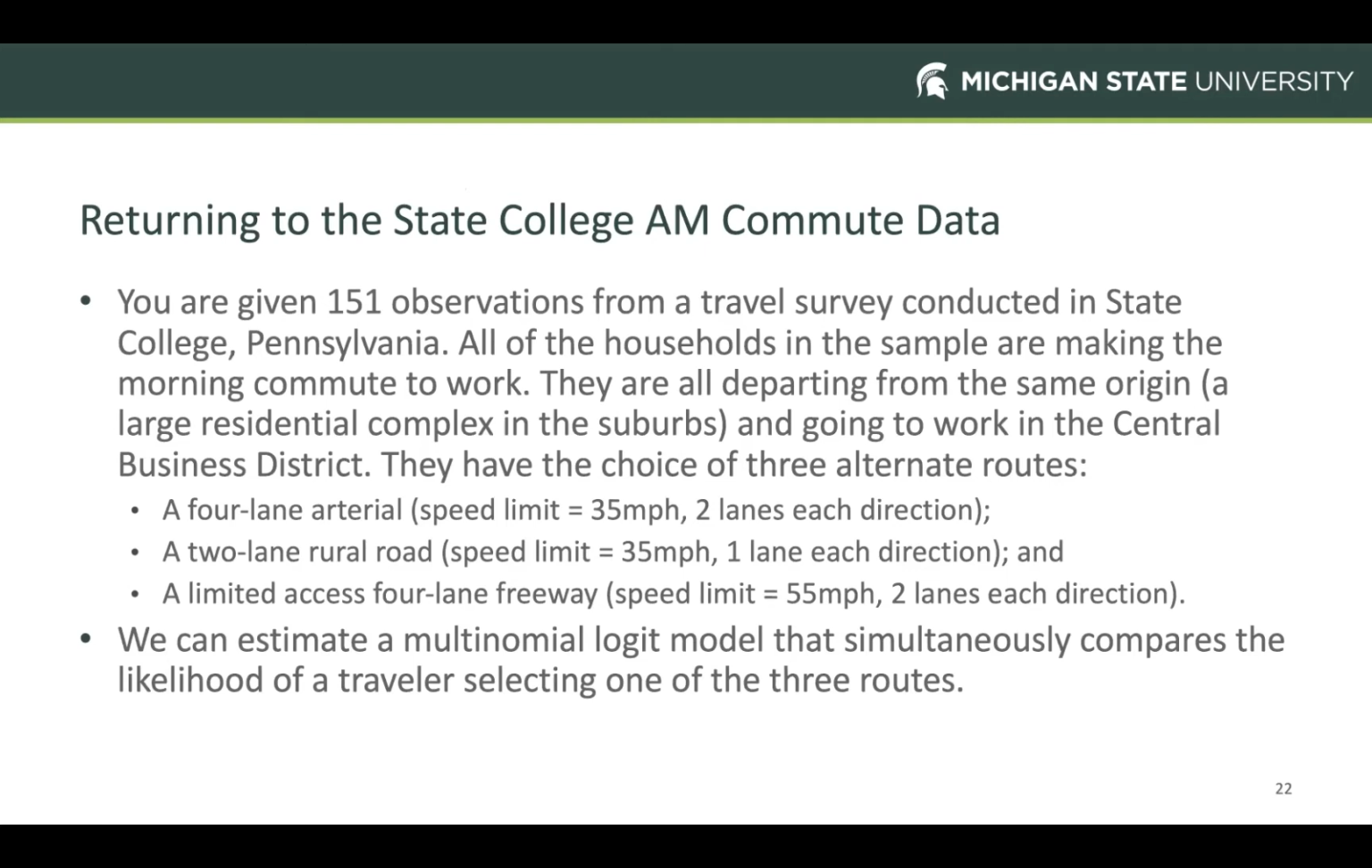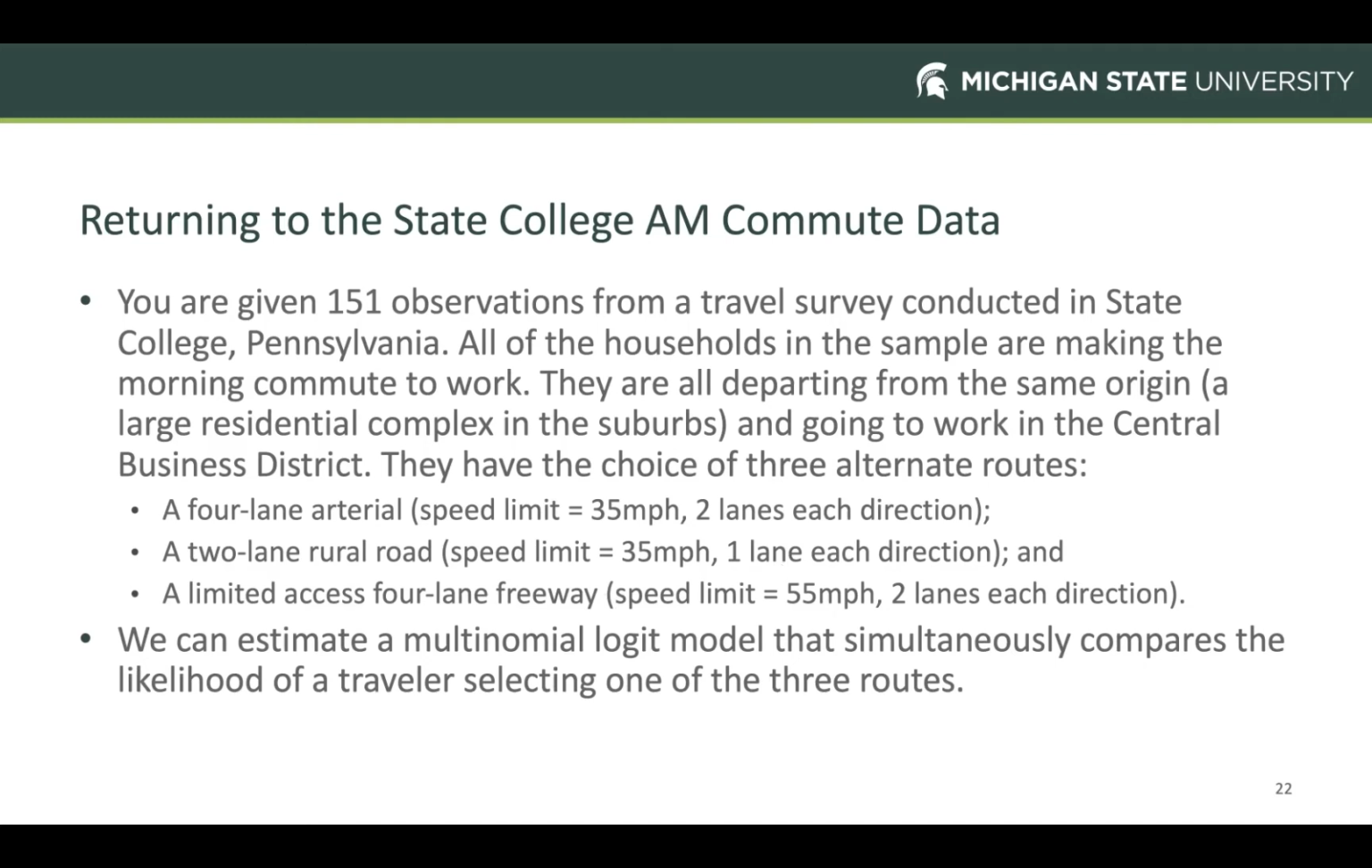And so this is data from that same travel survey that was introduced previously. These data were collected from a survey of 151 individuals outside of Penn State. They're all making the morning commute to work and going from the same residential area to the central business district. And so in doing that, they basically have 3 different roadways that they can consider. There's a 4-lane arterial, a 2-lane rural road, and then a limited access 4-lane freeway. We're given the number of lanes and the speed limits respectively.